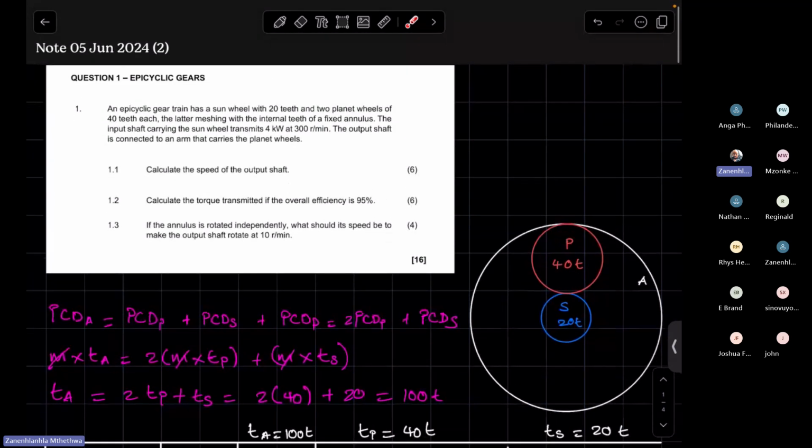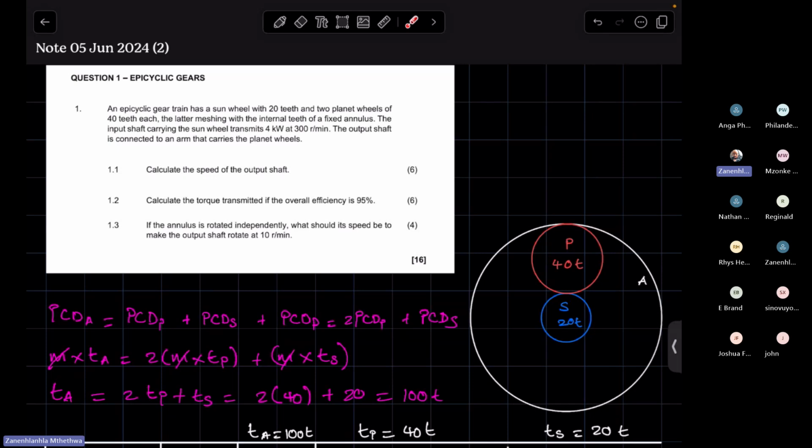Right. So first, looking at the question, calculate the speed of the output. So that is what we are looking for. So we have one of the three things we need to complete the third condition. Now we need two assumptions to complete the condition, right? We have to calculate the speed of the output shaft. So now we go back to the statement.